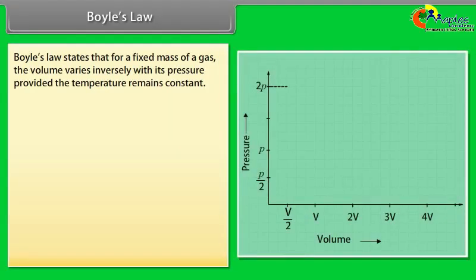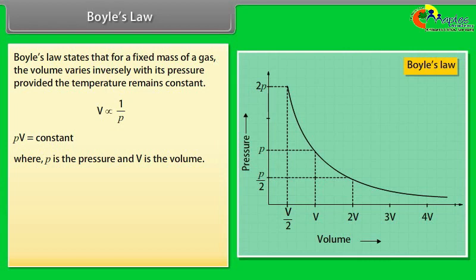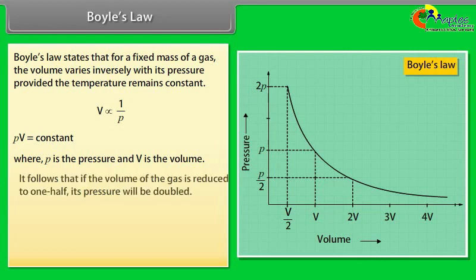Boyle's law. Boyle's law states that for a fixed mass of a gas, the volume varies inversely with its pressure, provided the temperature remains constant. PV = constant, where P is the pressure and V is the volume. It follows that if the volume of the gas is reduced to 1/2, its pressure will be doubled.